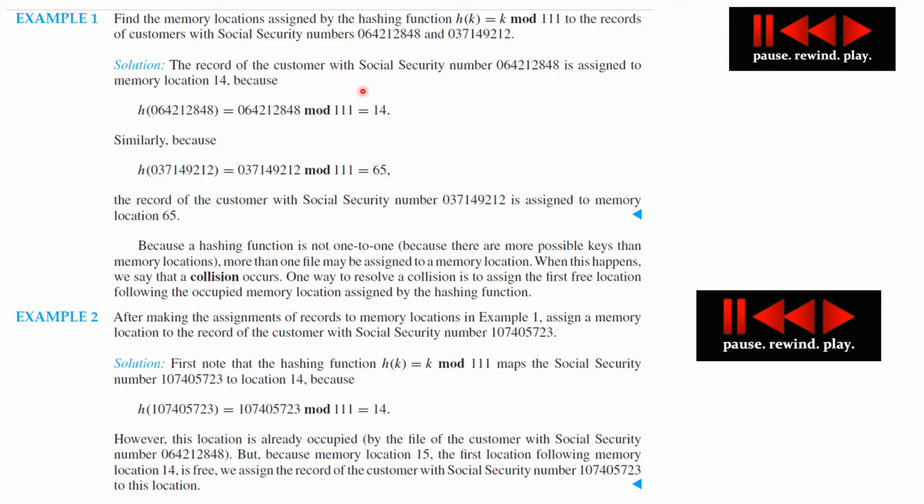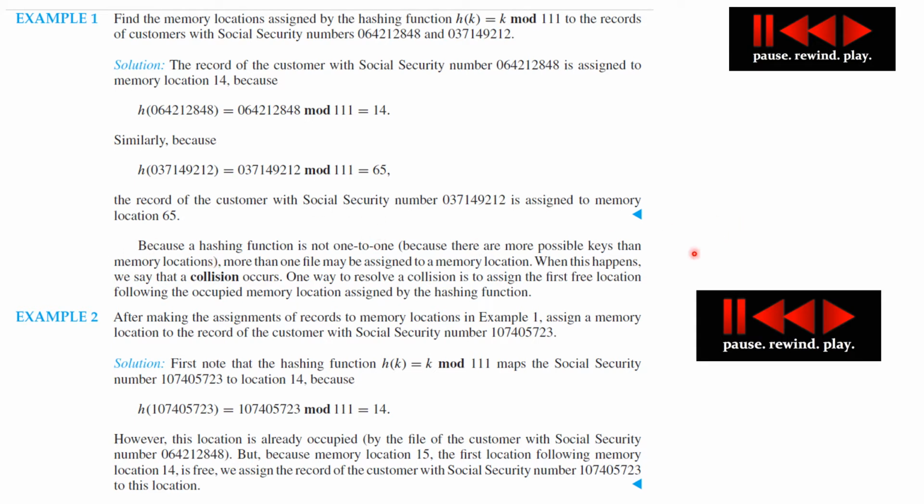The record of the customer with the first Social Security number is assigned to 14 because when you divide this number by 111, your remainder is 14. And similarly, for this other Social Security number, when you divide by 111, you get 65. So those are the locations in memory that are assigned to those two customer records.